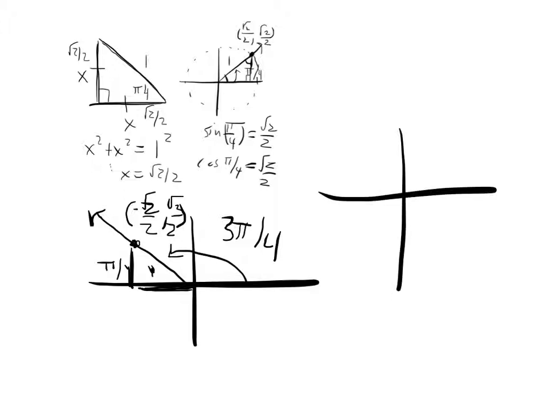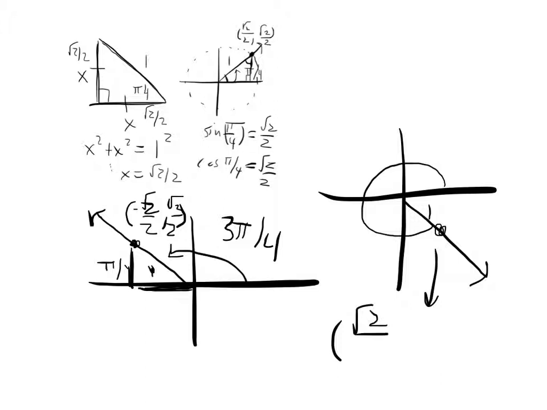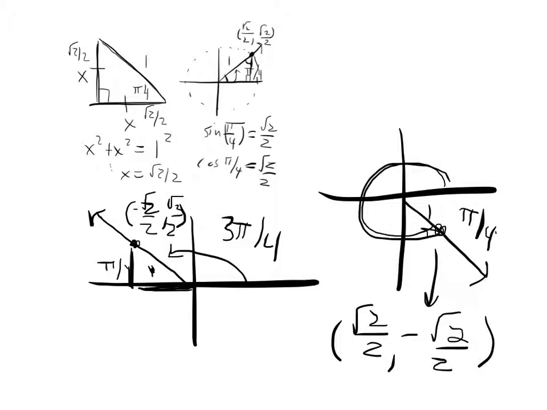If I were to spin around to 7 pi over 4 down here, and I'm on the unit circle, what would the coordinates of that point be? Well, I'm going over right root 2 over 2, down root 2 over 2. So I'm going to get root 2 over 2 to be my x-coordinate, negative root 2 over 2 to be my y-coordinate. So any angle whose reference angle is pi over 4, and my reference angle for 7 pi over 4 will be pi over 4, allows me to get the coordinates labeled on the unit circle, 1 unit out from the origin on the terminal side of the angle.